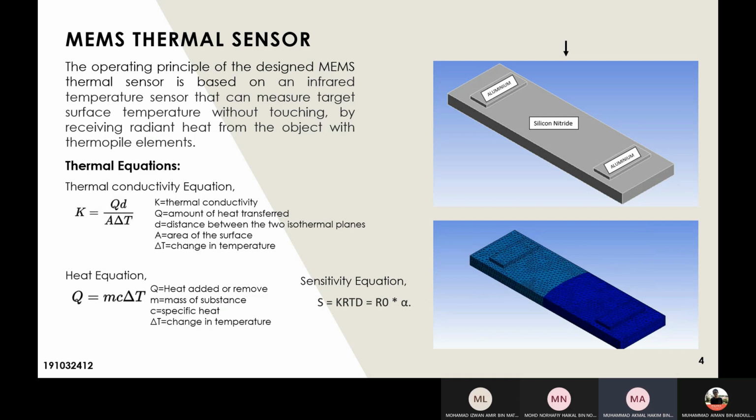Below are some of the thermal equations that can be used, which are the thermal conductivity equation, heat equation, and sensitivity equation. The sensitivity equation of a MEMS thermal sensor indicates the percent change in measurable output for a given change in temperature. We can calculate the sensitivity of a resistance thermal sensor by multiplying the resistance of the RTD at the reference temperature, which is R0, by the temperature coefficient of the resistance, which is alpha.